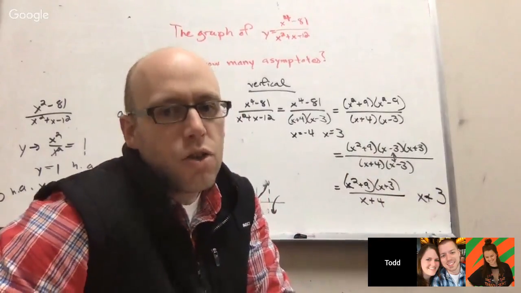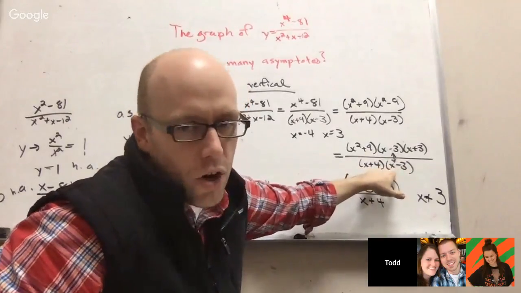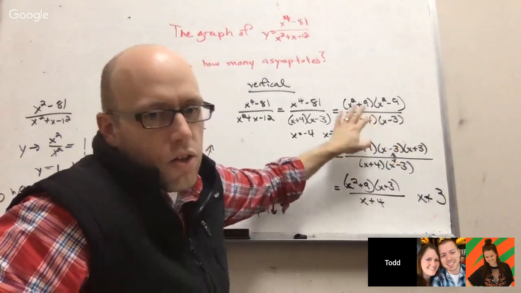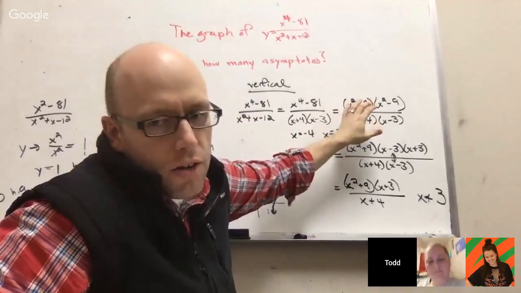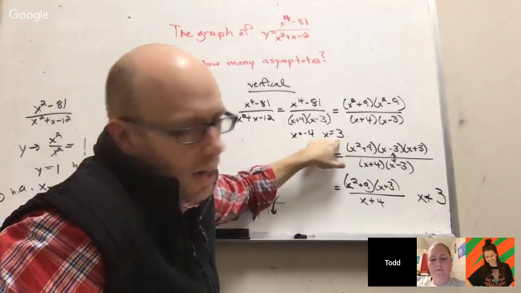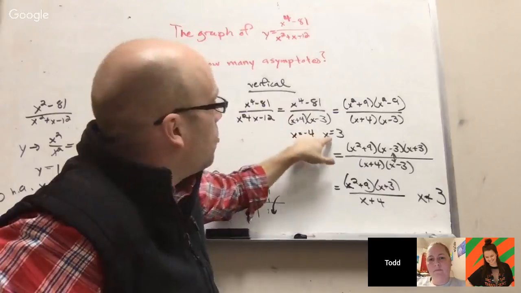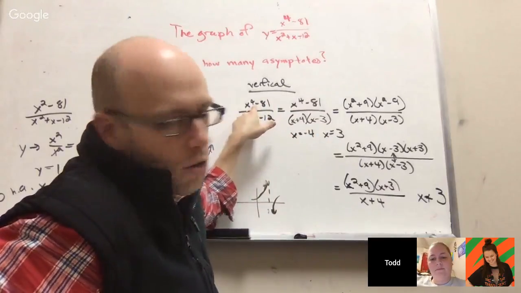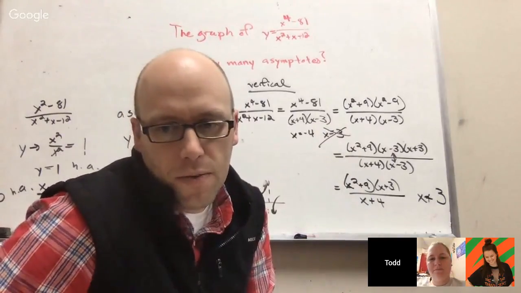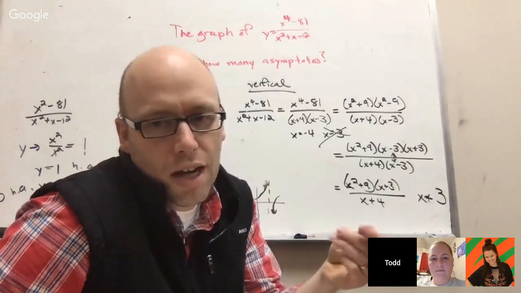So vertical asymptotes are going to occur when the denominator is 0 and the numerator is not. Even if you didn't factor the numerator, you could know to check -4 and +3. If I put -4 in there, I'm not going to get 0 in the numerator. But if I put 3 in there, I am going to get 0 in the numerator. So that is not a vertical asymptote. Vertical asymptotes occur when the denominator is 0 and the numerator is not.